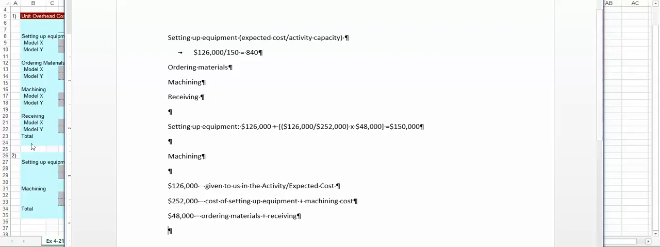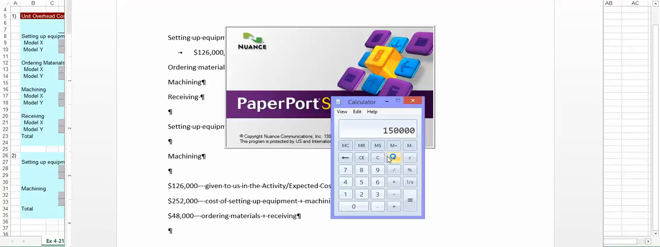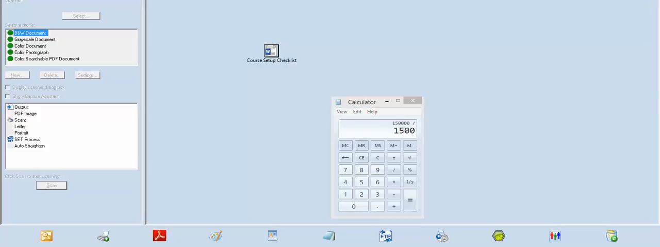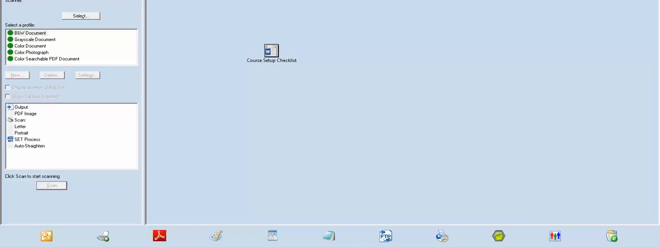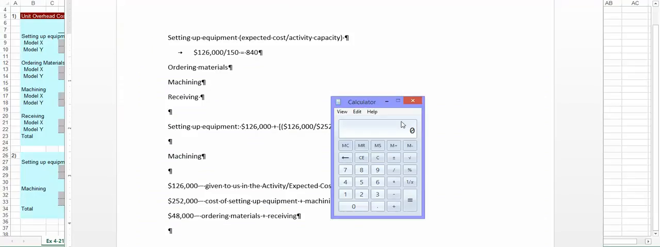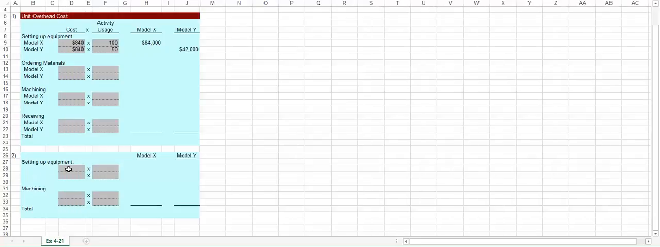So for part two, the setting up of equipment, we're going to have our 150,000 divided by the amount that we're expecting to do of 150. Sorry, I accidentally clicked on the wrong thing. 150,000 divided by 150, so we know the cost here is $1,000. And we know we're trying to find how much 100 would be. We're going to use the same activity usage. And then you're going to do the same thing for the machining. And that's going to give you your total.